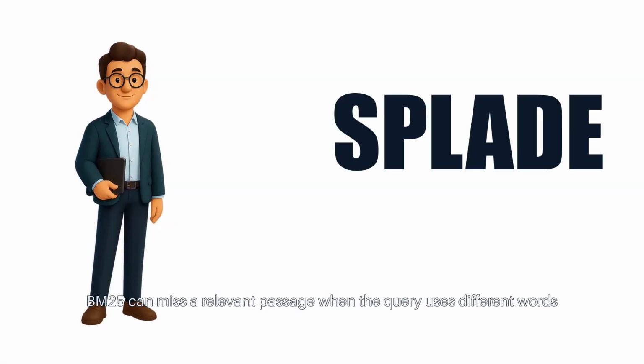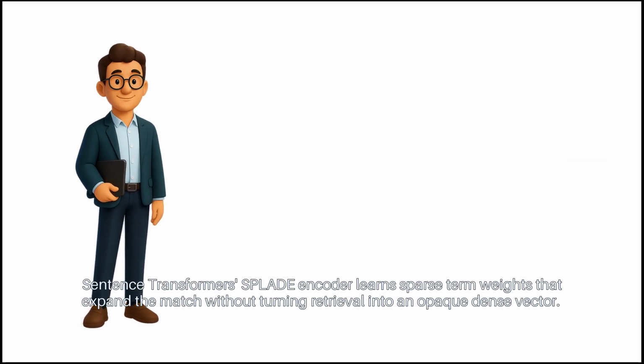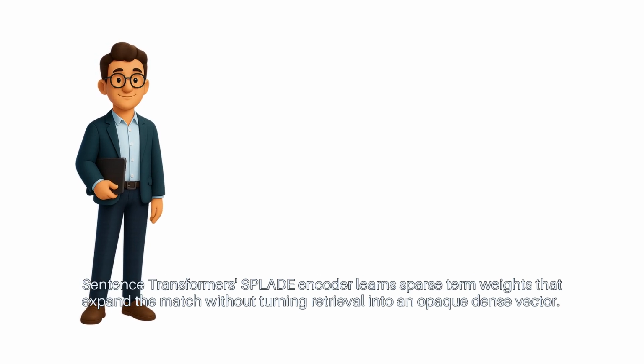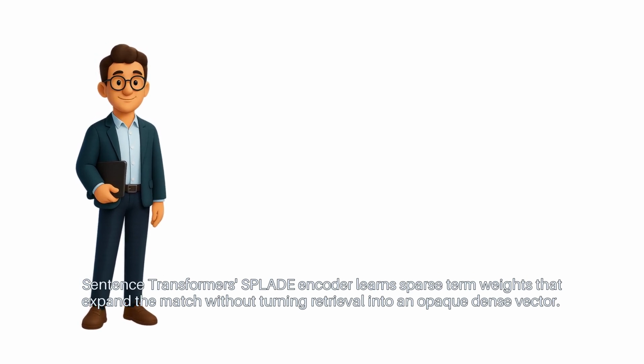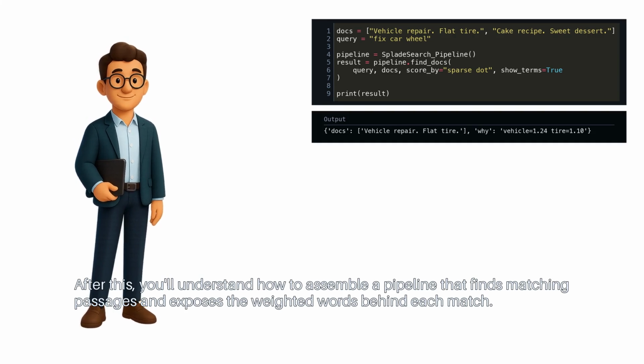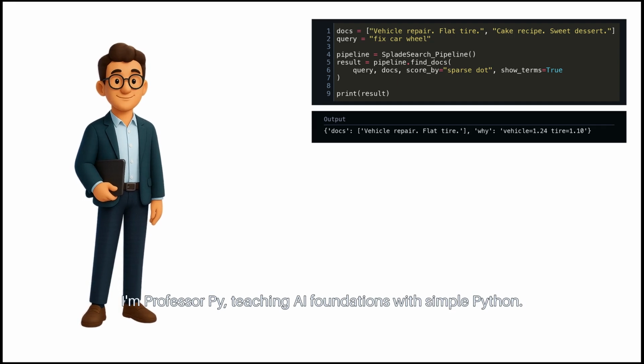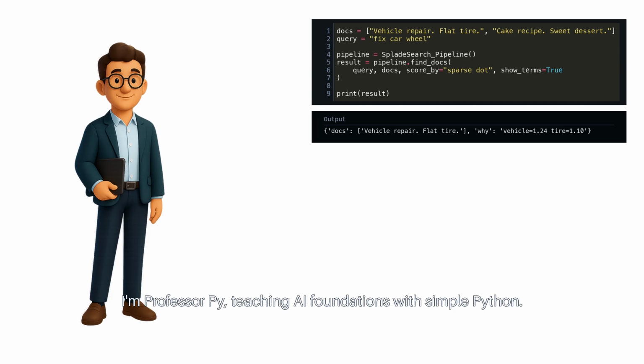BM25 can miss a relevant passage when the query uses different words. Sentence Transformers SPLADE learns sparse term weights that expand the match without turning retrieval into an opaque, dense vector. After this, you'll understand how to assemble a pipeline that finds matching passages and exposes the weighted words behind each match. I'm Professor Pine, teaching AI foundations with simple Python.